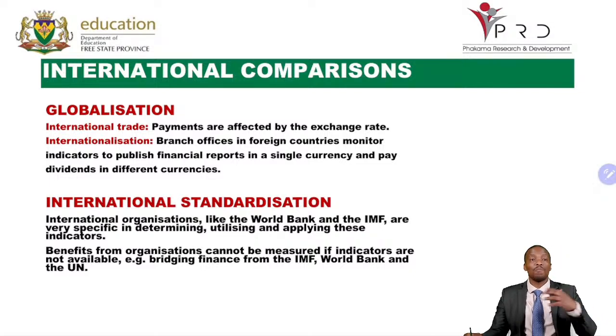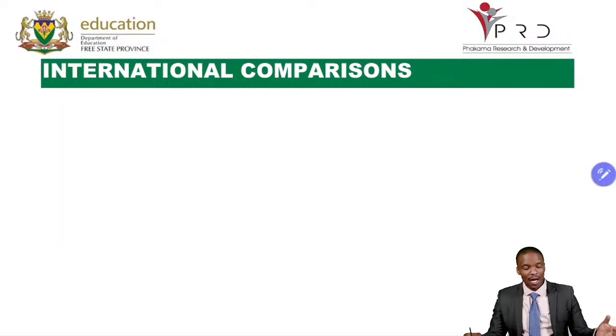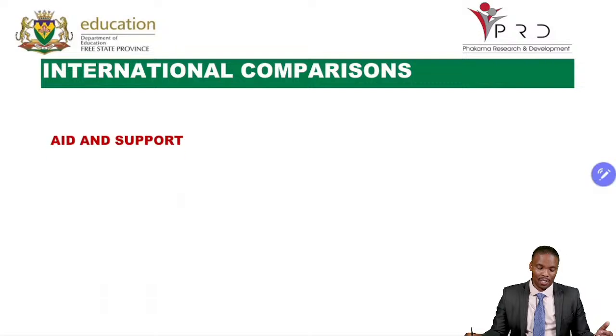Hence we need to compare ourselves as South Africa in terms of level of development against other countries. Where do we get the stats? Through indicators, therefore, social and economic indicators.